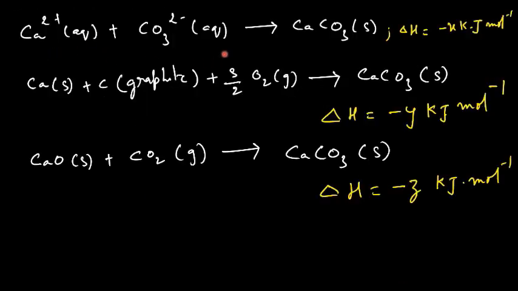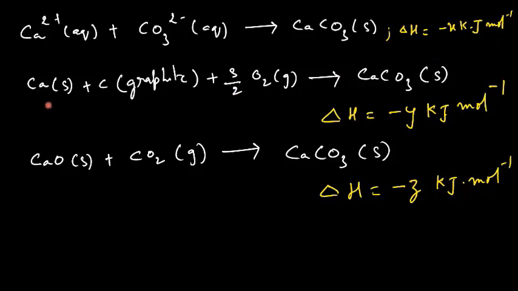Here three equations are given. In the first, Ca2+ calcium ion plus carbonate ion, in their aqueous solutions, combine to form calcium carbonate, a solid precipitate. Here the enthalpy change is minus x kilojoule per mole.